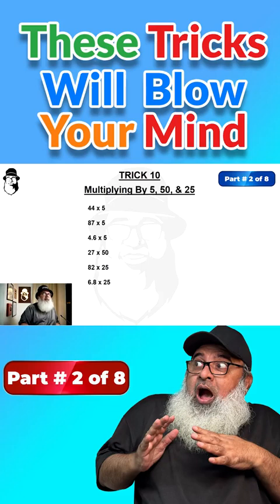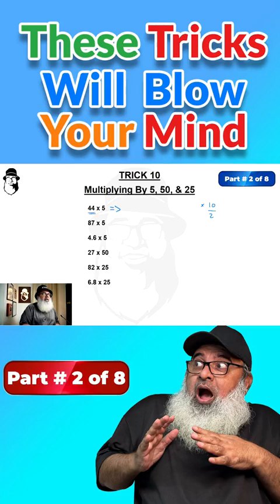Multiplying by 5, 50 and 25 is very easy. These are very easy or friendly numbers. So 5 is actually 10 divided by 2, right? Half of 10 is 5. So whenever we are multiplying by 5, we can consider it as multiplying by 10 and then dividing the result by 2. And in the beginning it seems that it's 2 steps, but actually when we start doing that, it's very easy. So let's do this.